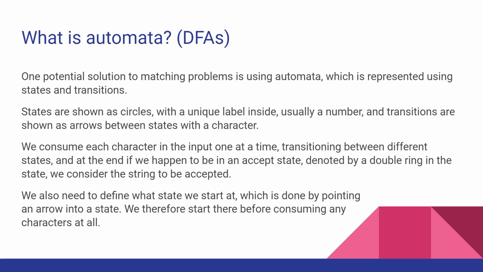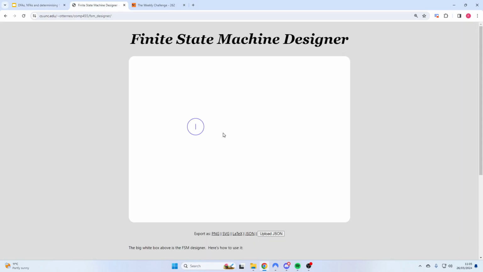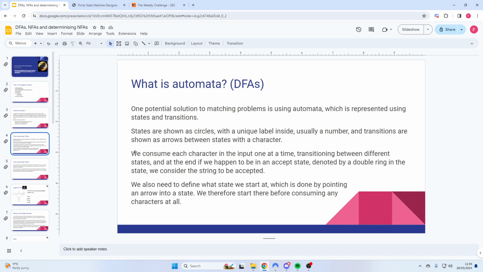Transitions are shown as arrows between these states with a character on them. So I'll show you an example. So automata would look something like this. I'm not showing the start states or any of that. So we have three different states here and transitions here. But what do they actually do?